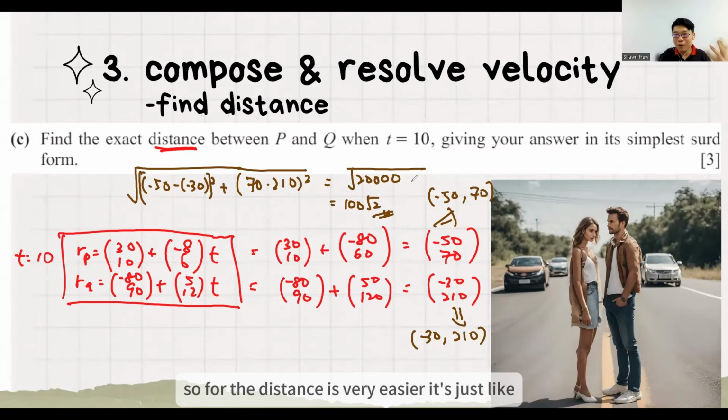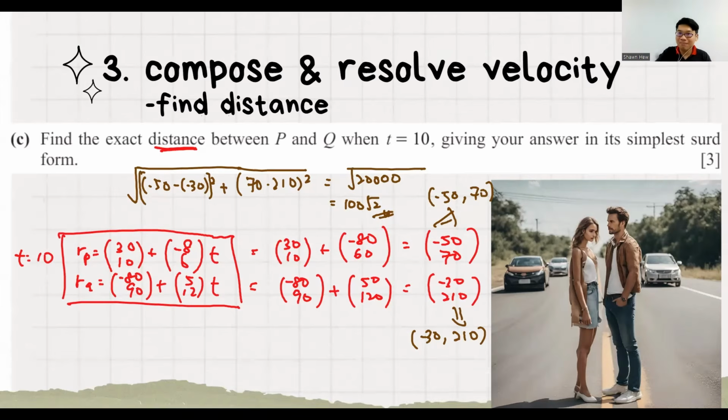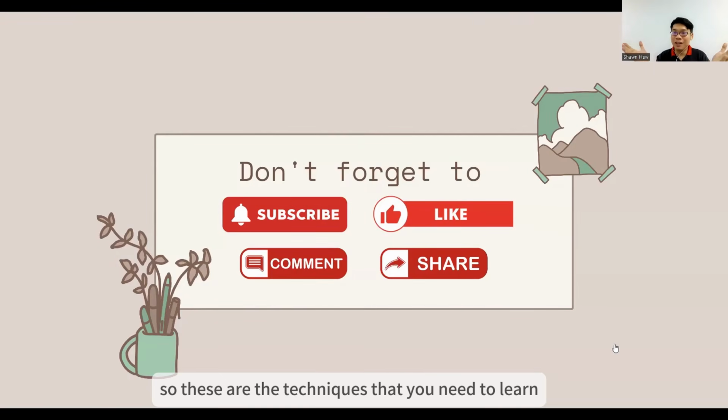So for the distance, it's very easy. It's just like we are doing coordinates. The position after time t is just showing you the x and y, so you just do as in your normal maths. So these are the techniques that you need to learn in vectors.